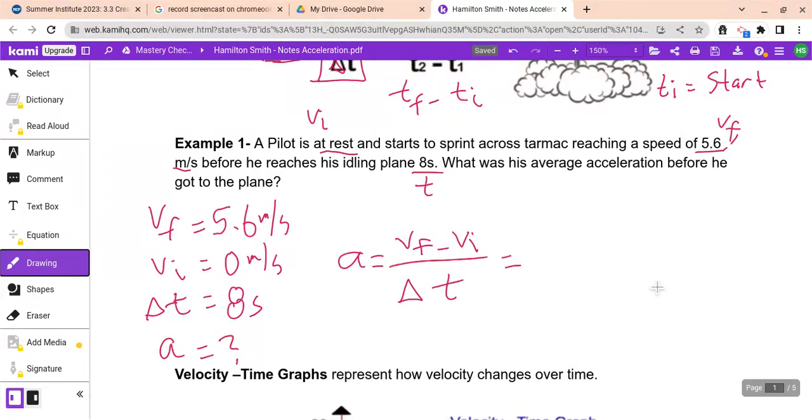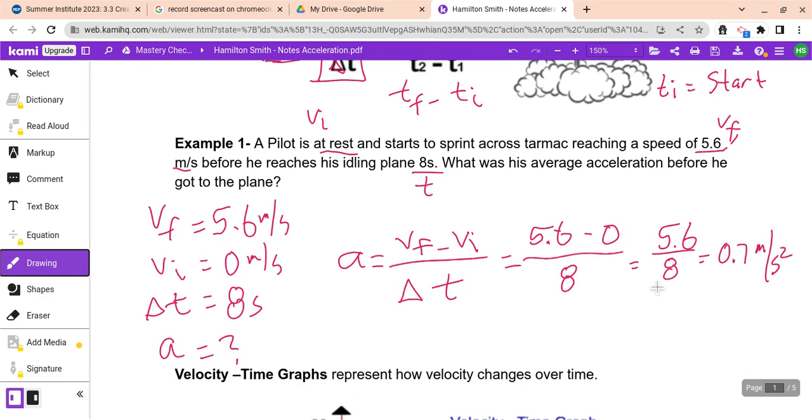This problem, they just give us a straight time of 8 seconds. So we're just going to put in the values for this. I know that the final velocity is 5.6, the initial velocity is 0, so they say they start at rest, so velocity final minus velocity initial, and then the time of 8 seconds. Now we just have 5.6 divided by 8, and that's going to give us 0.7. And the units for this are meters per second, which is a meter per second squared.